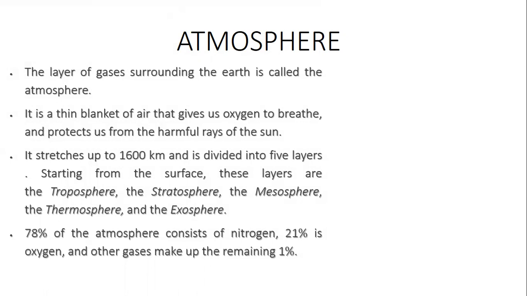1600 kilometers and is divided into five layers. Starting from the surface, these layers are the troposphere, the stratosphere, the mesosphere, the thermosphere, and the exosphere. 78% of the atmosphere consists of nitrogen, 21% is oxygen, and other gases make up the remaining 1%.